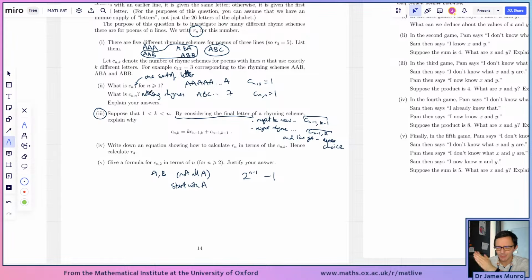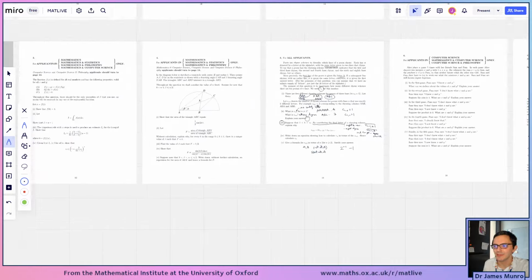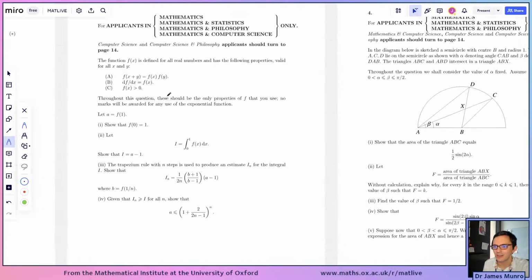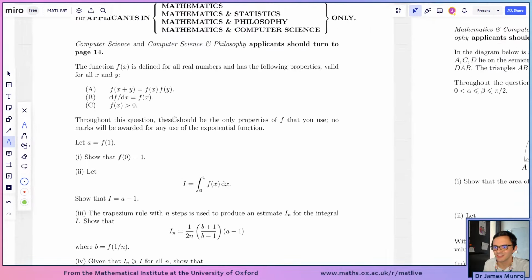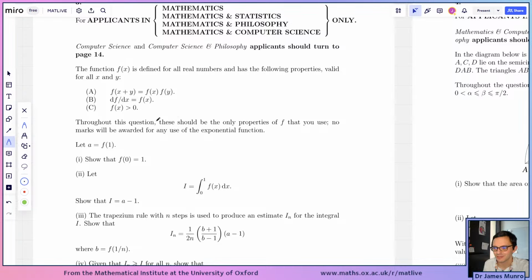Did we do the cat and mouse problem at some point? I can't remember. Okay, I've got about 10 minutes to talk about question 3. Oh yeah, question 3 invents differentiation. Throughout this question, you should use only these properties of f. No marks will be awarded for any use of the exponential function. Okay, so I really like this. It's playing with basic definitions. This is a good use of 12 minutes.